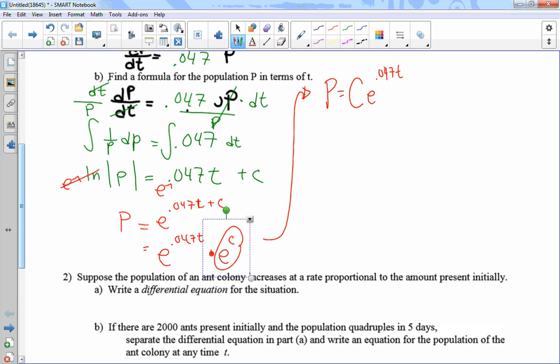Yep. Okay, so now, that's our formula in terms of t. So if we had, let's see, our growth rate is 0.047, and population P of 0 is 83,400, what could we say P of t would be?